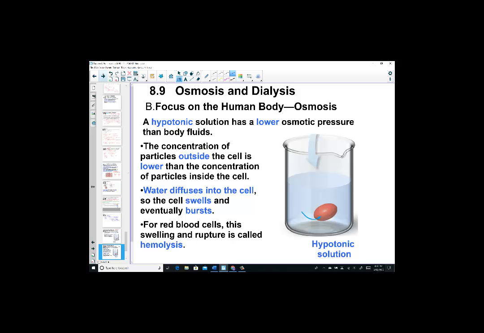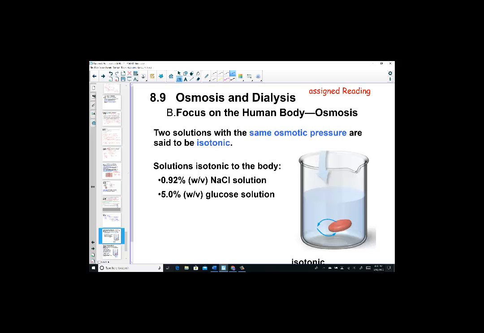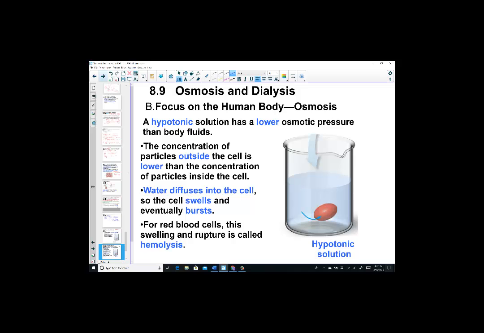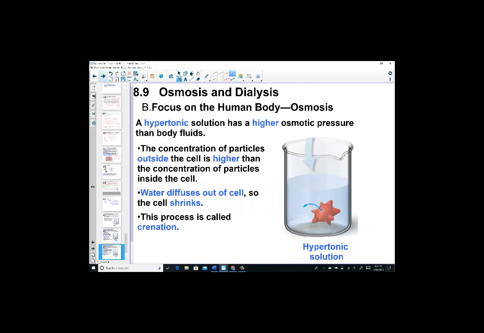When you look at the osmotic properties in dialysis, a little focus on the human body here. I'm going to ask you to go into your notes, into your textbook to finish your notes here and do a little reading about osmotic pressure in terms of blood cells. If we have osmotic pressure the same on both sides of a red blood cell, for instance, the solution will be isotonic. And I want you to do a little reading about hypotonic and a little reading on hypertonic.